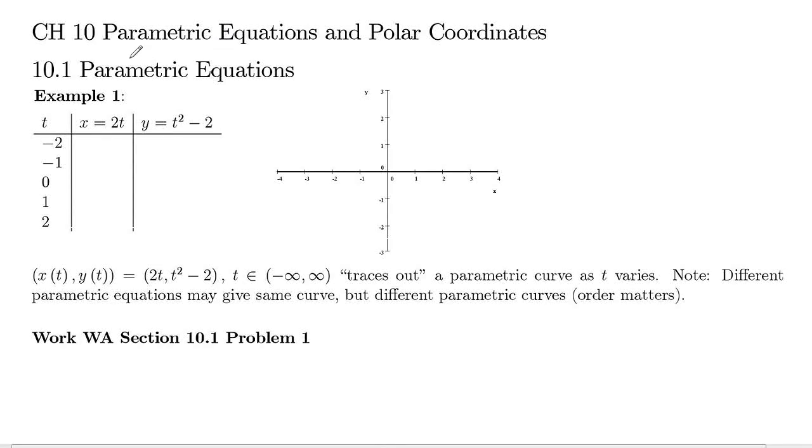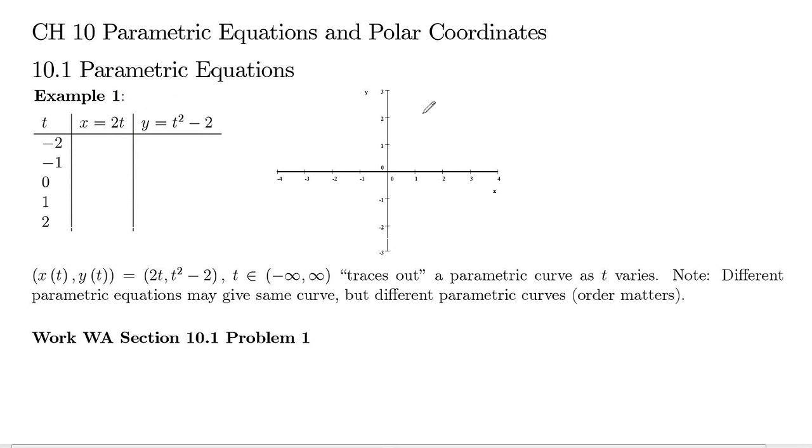So in Chapter 10, we are going to consider these things called parametric equations and then also polar coordinates. A parametric equation is an equation where the x and y coordinates are each individually given by a third parameter. You can think of it as time, and as time varies over all real numbers, the ordered pair x comma y traces out a curve in three-dimensional space.